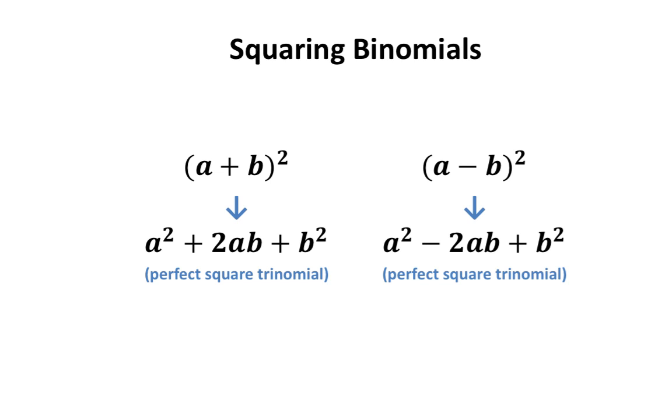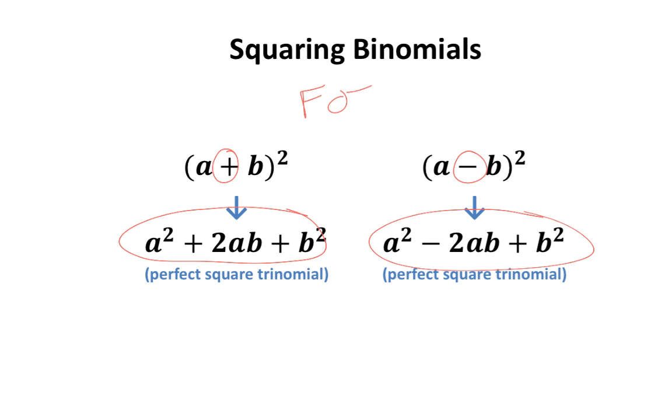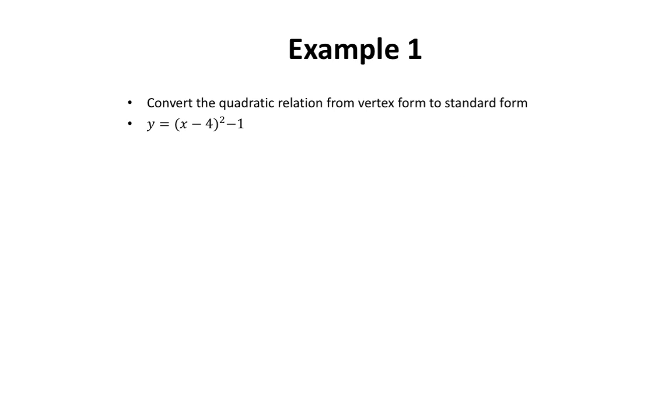If you have a binomial that has an addition sign between the two terms, you can use this shortcut when expanding it. Conversely, if you have a binomial with a subtraction sign between the two terms, you can use this shortcut when expanding it. In either case, if you forget the shortcut, you can still use FOIL to expand both of these binomials. In our first example, we want to convert a quadratic relation from vertex form to standard form.